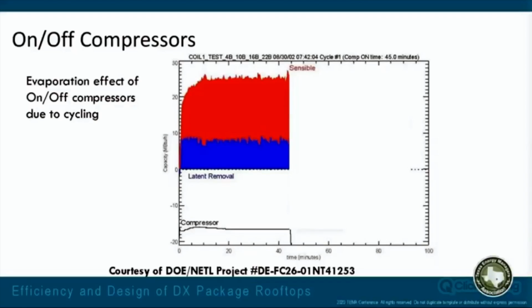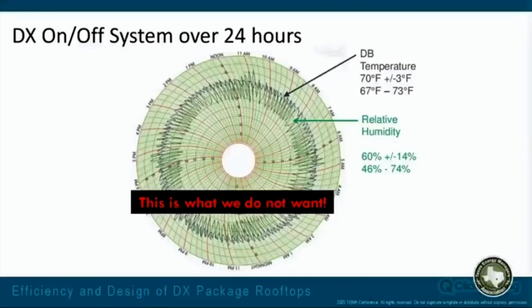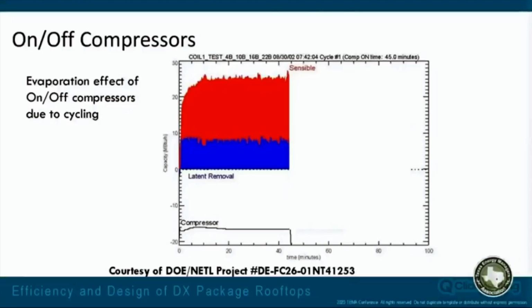We have the red part there, and that is our sensible cooling. That's changing the temperature of the air. We have the blue, which is our latent removal. That's what's taking the water vapor out of the air. That's what's dehumidifying. And it's running along and all is well with the world. Except we have another challenge. It's an on-off compressor. Once that set point is met, we're going to turn off the compressor, and it's going to re-evaporate that water back into the airstream.